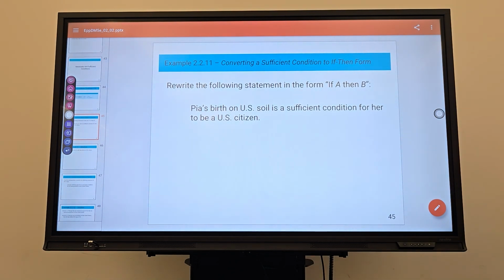So write this statement in the form of if A, then B. Pia's birth on U.S. soil is a sufficient condition for her to be a U.S. citizen. If Pia was born on U.S. soil, then she is a U.S. citizen.